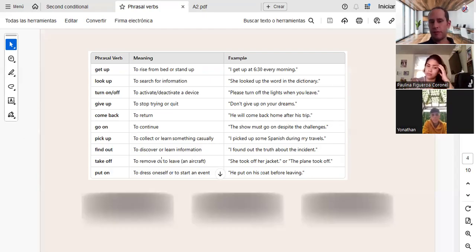We have take off, to remove or to leave in an aircraft. She took off her jacket, or the plane took off. If you are in an airplane, take off means despegar, right? But it also can mean como quitarse la ropa, take off, okay? Then we have put on, to dress oneself, or to start an event. So it means ponerse la ropa, put on, or to start an event.